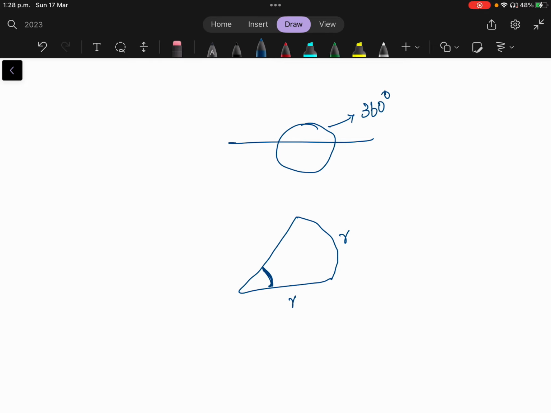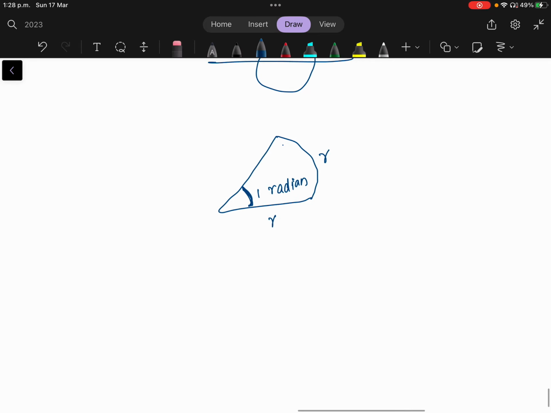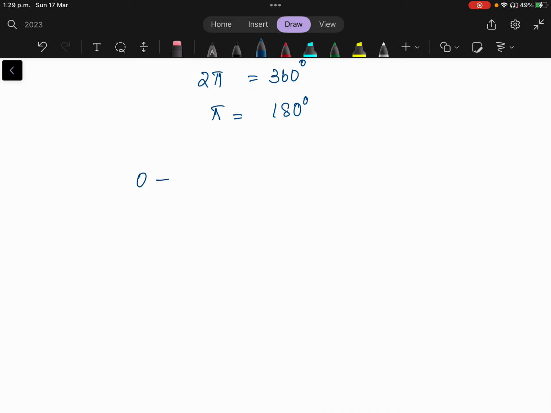This is called a radian. No need to worry about the definition and all these things. They're not going to ask you that, but this is the concept. So this is called 1 radian. 1 radian is a measure of the angle at the center of the circle, subtended by the arc which is equal to the length of its radius. Now the whole circle is 2 pi r, which is equal to 360 degrees. So 2 pi is equal to 360 degrees, and pi will be equal to 180 degrees.